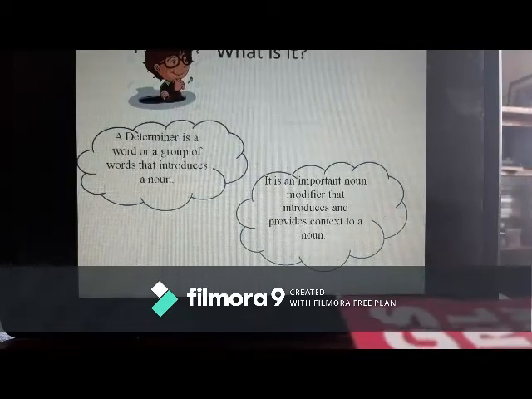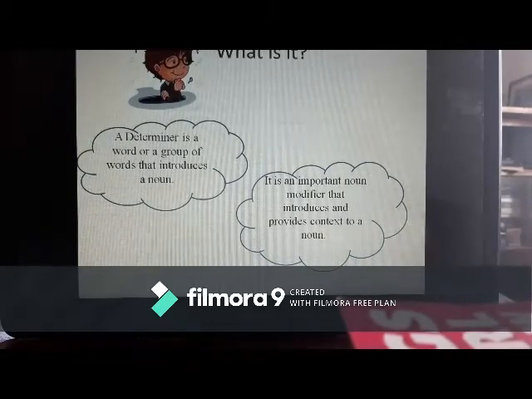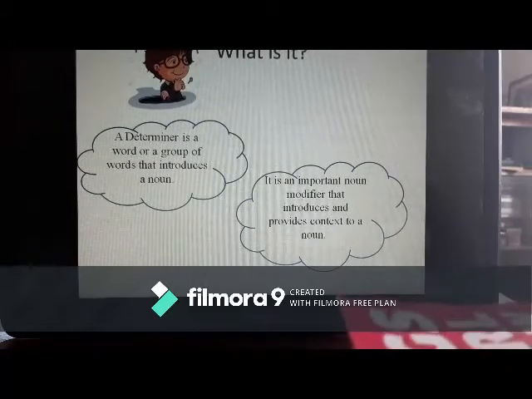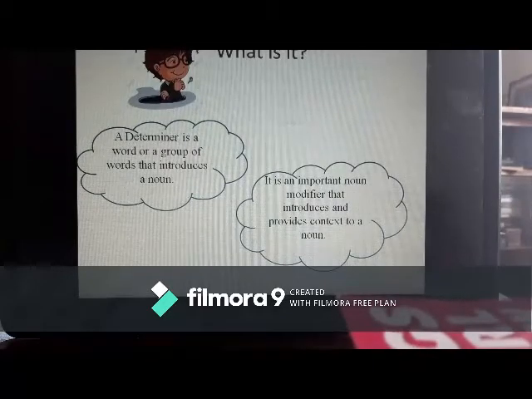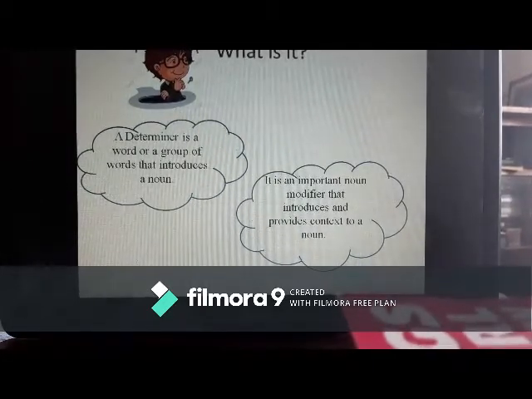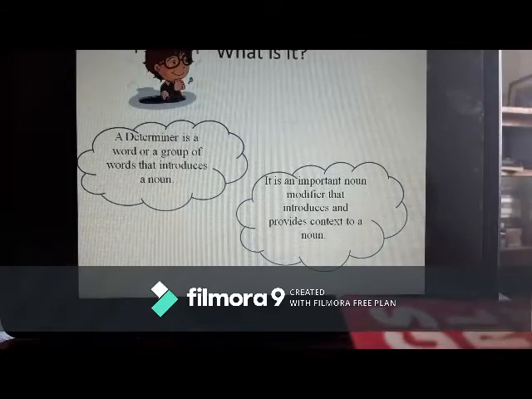A determiner is a word or a group of words that introduces a noun, right? Another thing is, it is an important noun modifier that introduces and provides a context to the noun. So number one, it introduces the noun, and second, it modifies and provides a context of the noun. Depending on different contexts, it tells you what we are going to say about the noun.